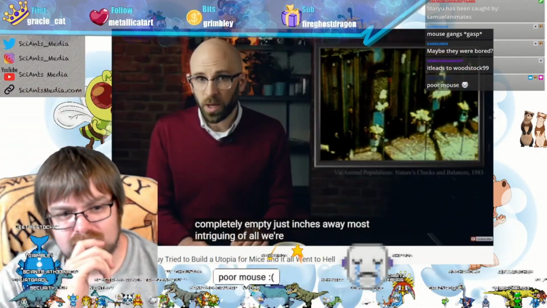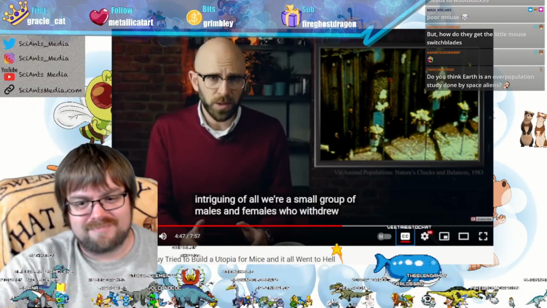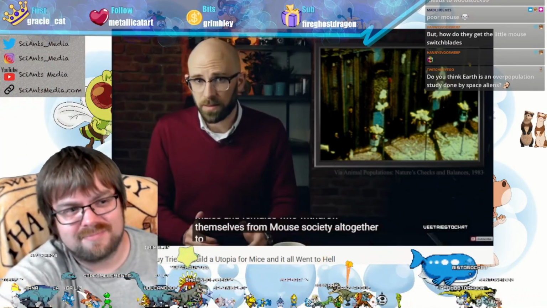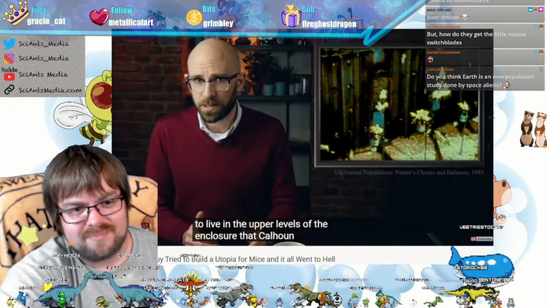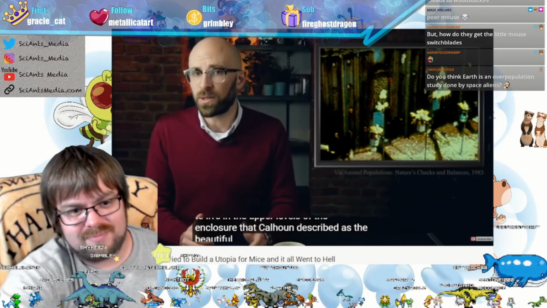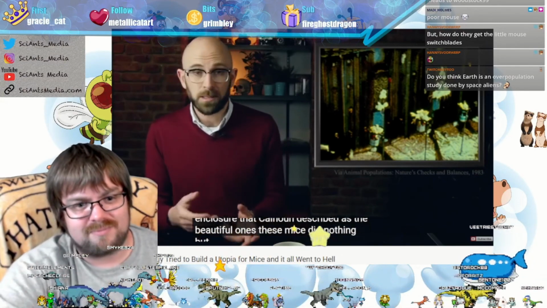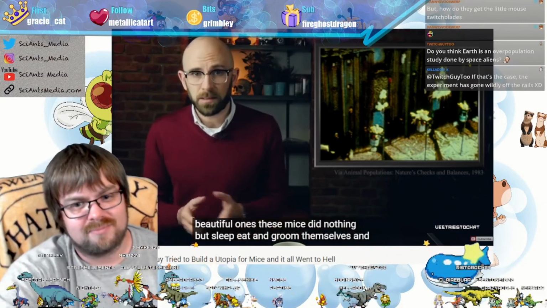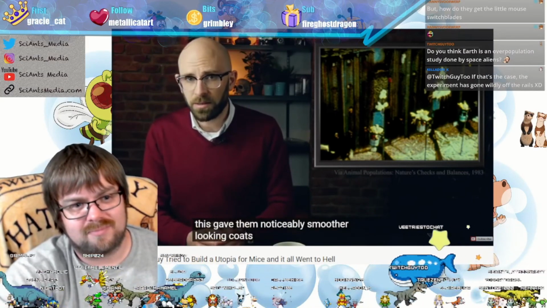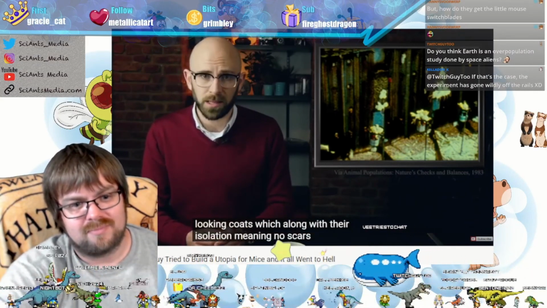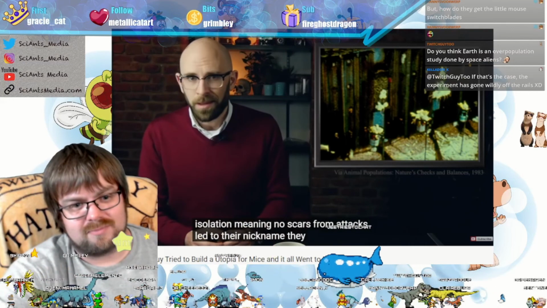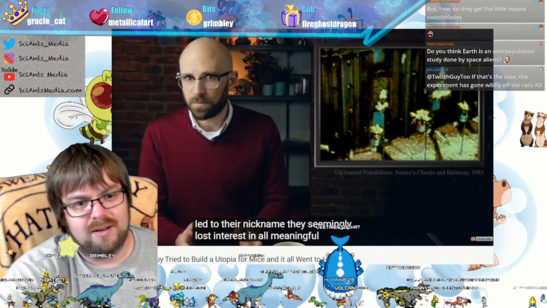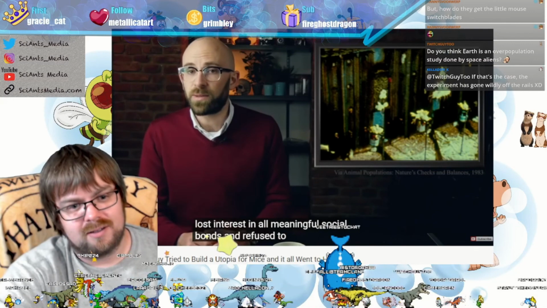Most intriguing of all were a small group of males and females who withdrew themselves from mouse society altogether to live in the upper levels of the enclosure that Calhoun described as the beautiful ones. These mice did nothing but sleep, eat, and groom themselves, and this gave them noticeably smoother-looking coats, which, along with their isolation meaning no scars from attacks, led to their nickname. They seemingly lost interest in all meaningful social bonds and refused to interact or mate.